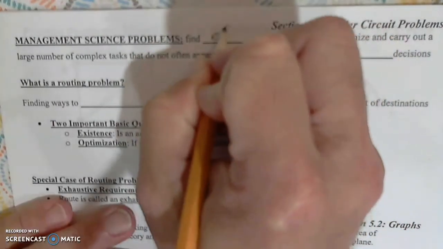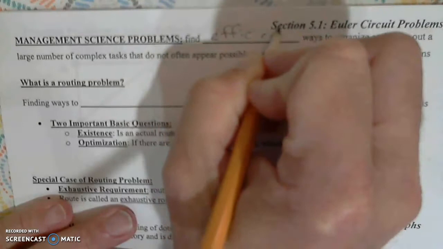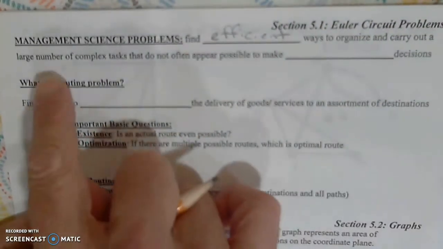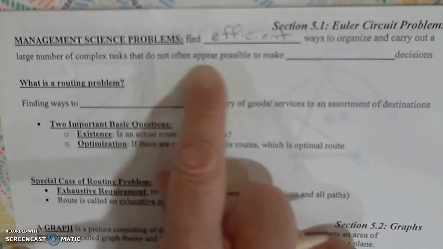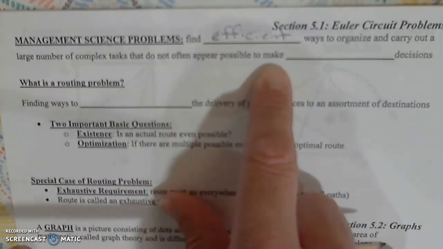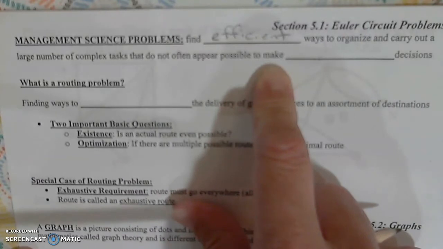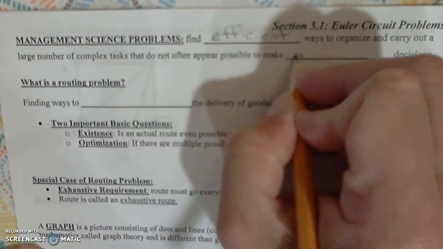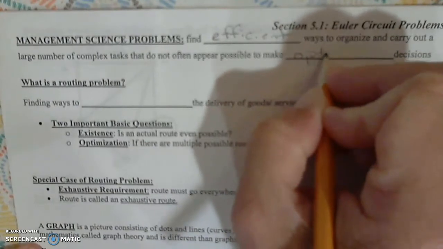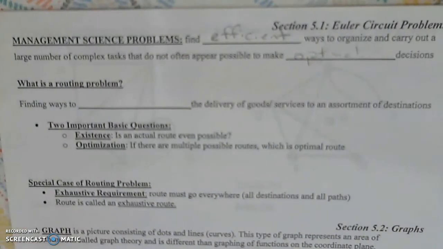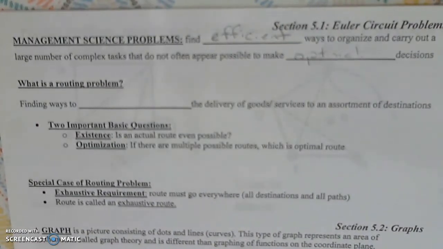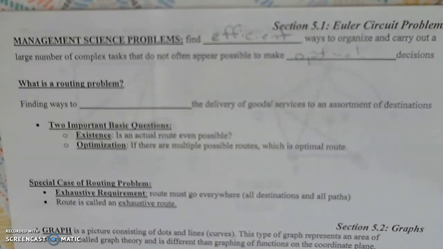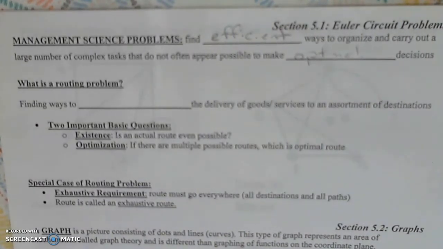We are going to find efficient ways to organize and carry out a large number of complex tasks that do not often appear possible to make optimal decisions. It's kind of the whole idea of graph theory.